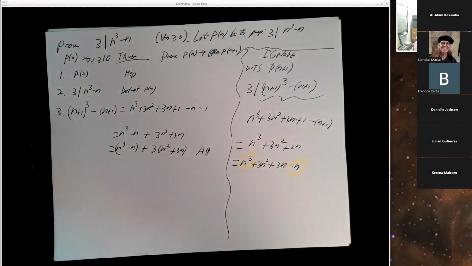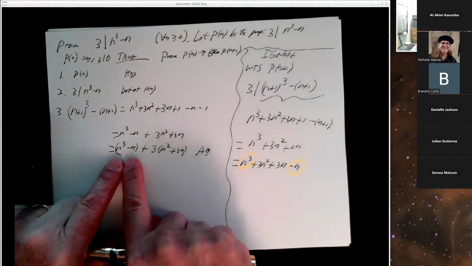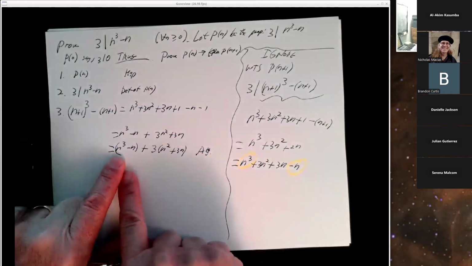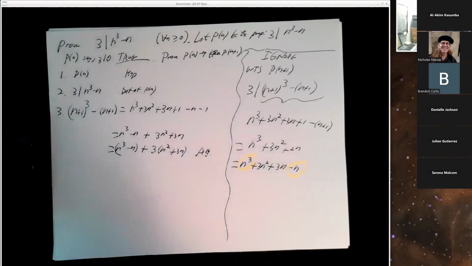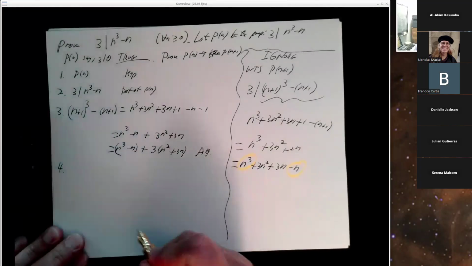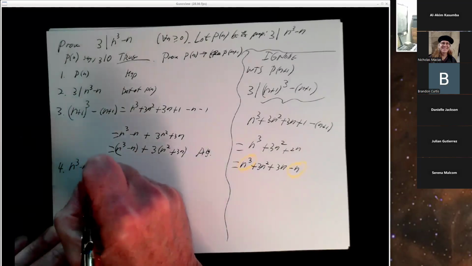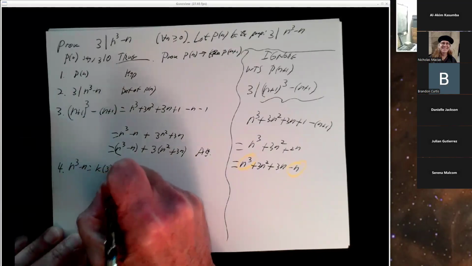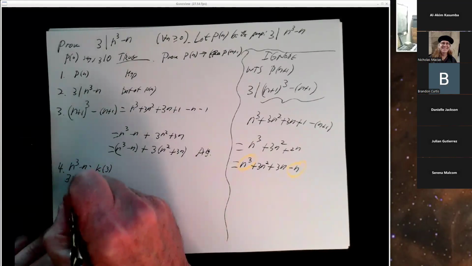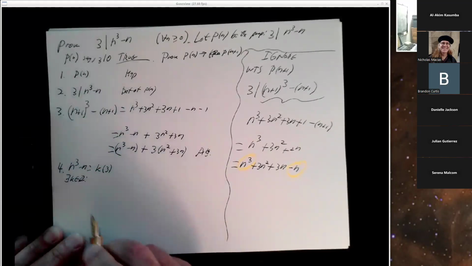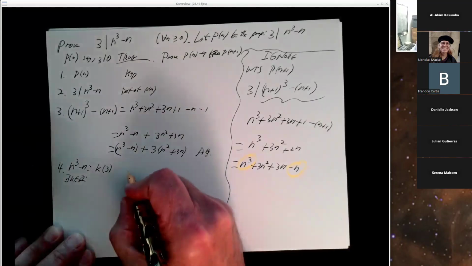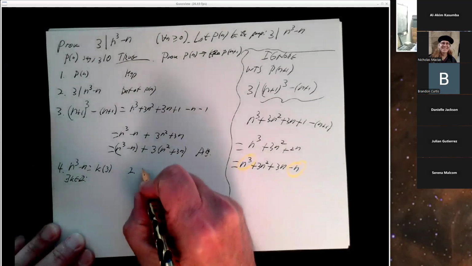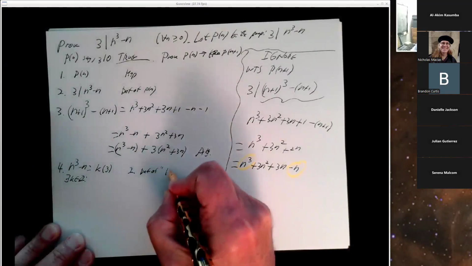All right. So the intuition I had was this thing's divisible by 3 because, proposition 2, it's 3 times an integer. So let's just formalize that. I'm going to say there exists an integer k such that n cubed minus n equals k times 3. And that's just proposition 2 and the definition of divides.